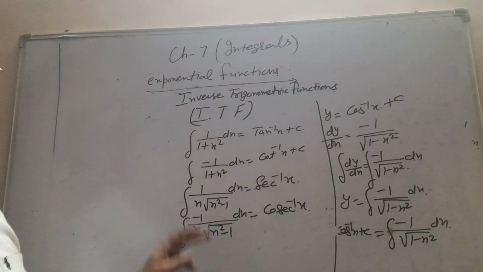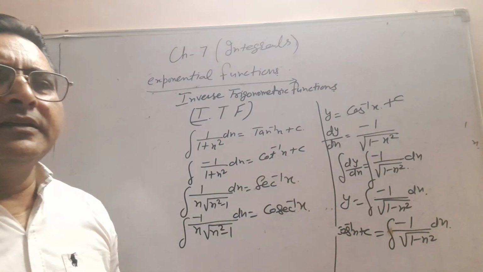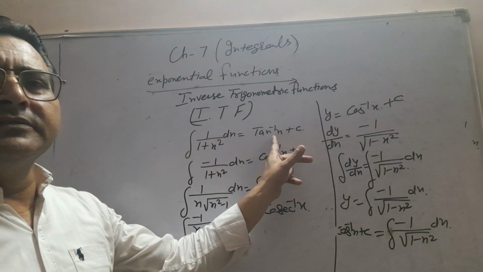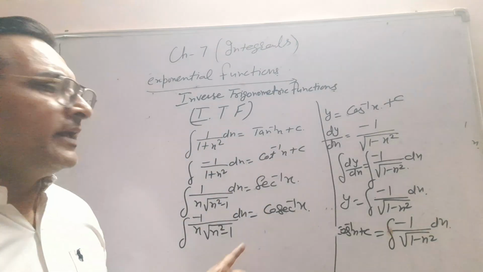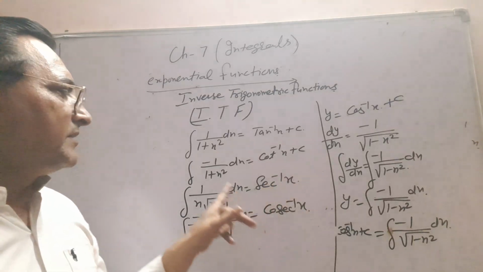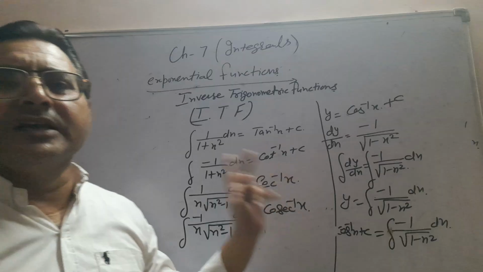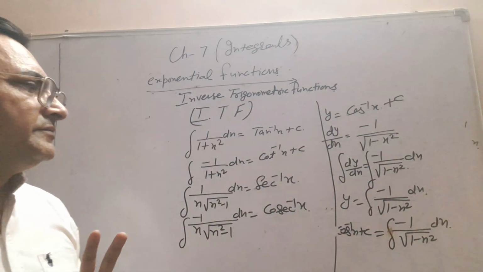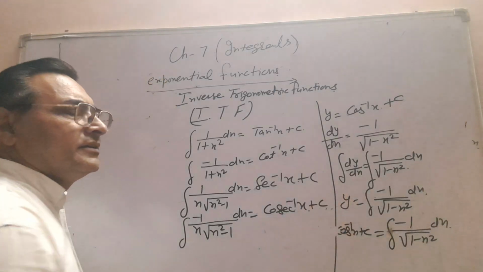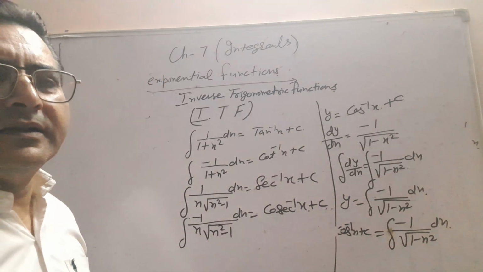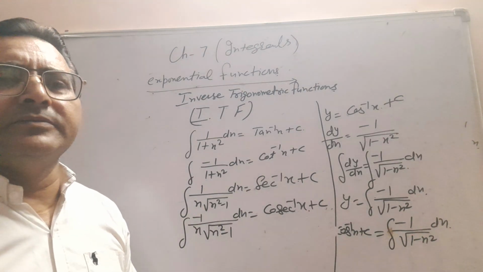So these types of integrations you have to learn, you have to understand. If you know the derivative of any function, you can easily get the integration of that function. As the derivative of secant inverse x is 1 upon x root x square minus 1, so its integral will be secant inverse x. Clear? Plus c, the integrating constant, you can write there. That is the case of the inverse trigonometric functions.